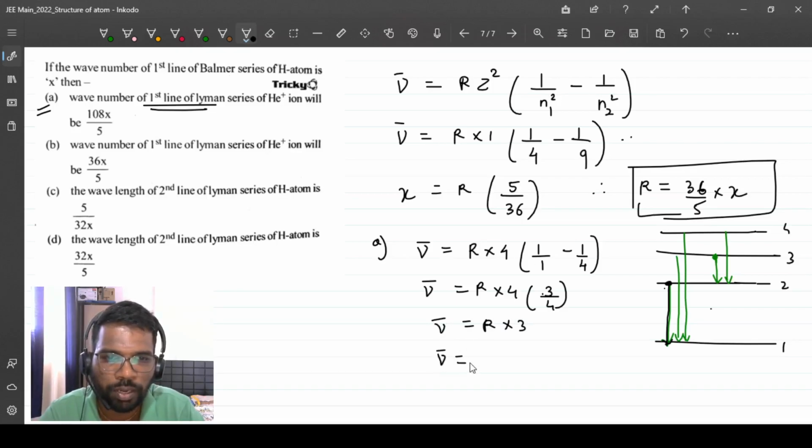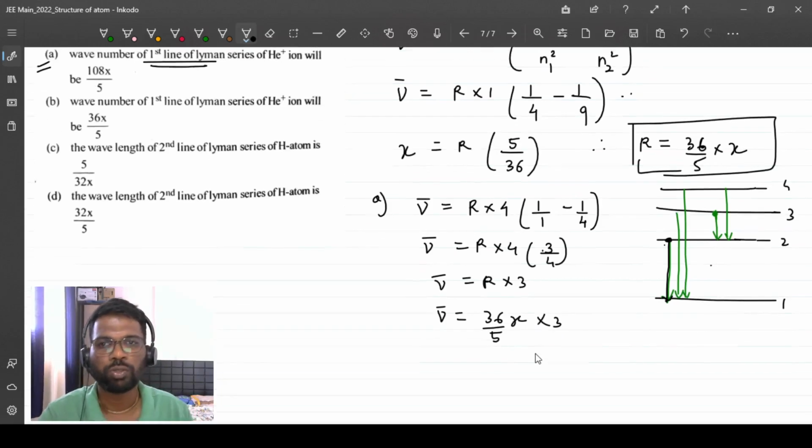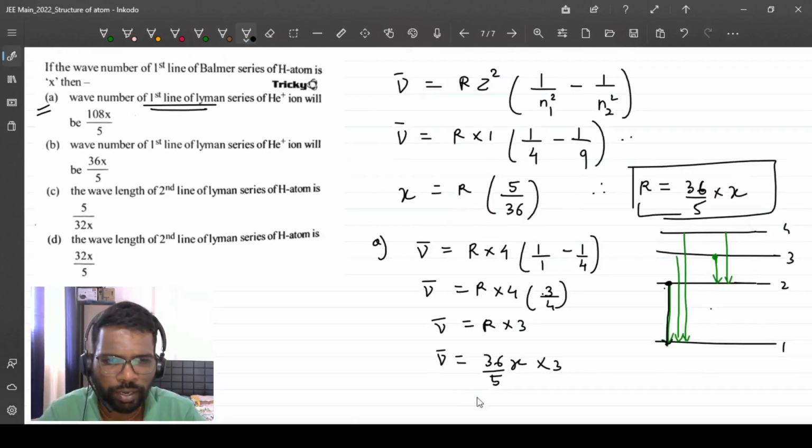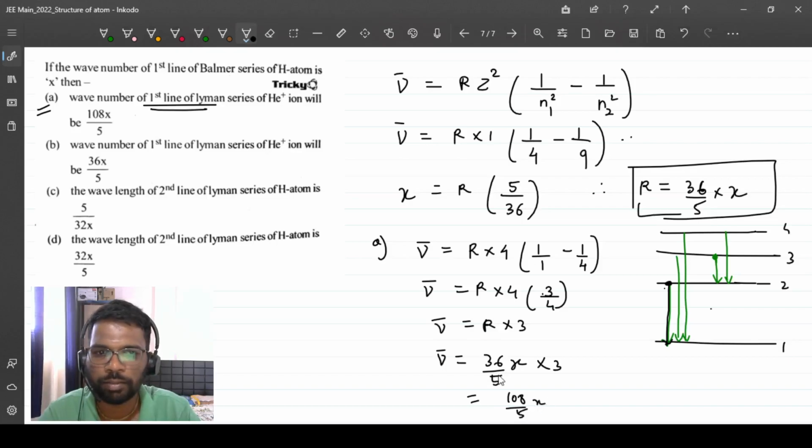So the wave number R is equal to 36 by 5 times x into 3. This comes to 36 into 3 is 108 by 5 times x. So option A is correct, since this is a multiple. You can try option B also in the same manner, with the wave number, and see if it is correct. It is incorrect. Option B is incorrect.